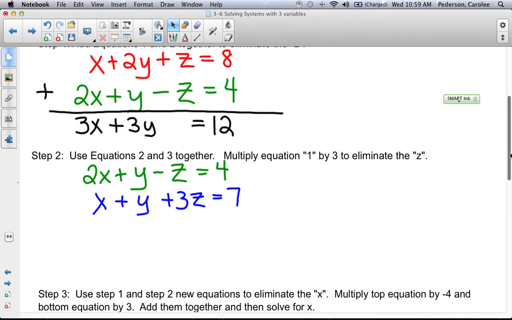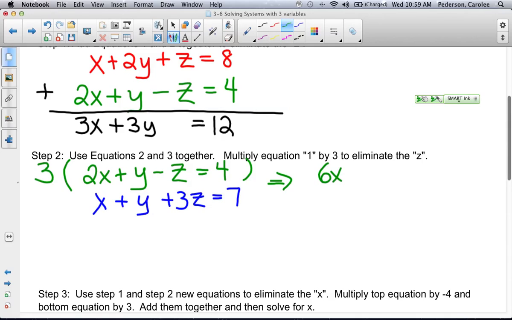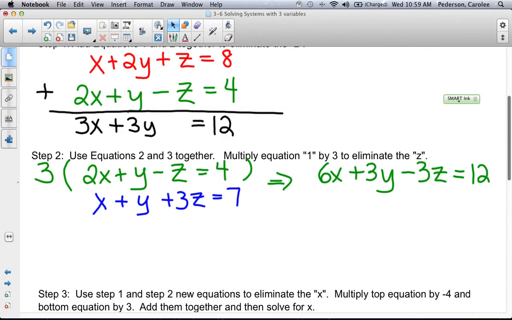If I multiply the top equation, the green equation, by 3, then I'll have a positive 3 and a negative 3. So I'm going to change this top equation by multiplying it by 3. So now I'm going to go over here and do that. So 3 times 2x is 6x. 3 times y is 3y. And then 3 times negative z is negative 3z. And then our last one is 3 times 4, which is 12. And I'm not going to change the blue equation, so I'll just write that underneath.